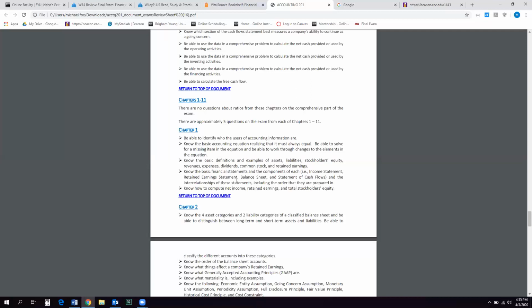Know the basic financial statements and their components. So the income statement, which shows revenue and expenses, and then net income. Revenue minus expenses is net income.